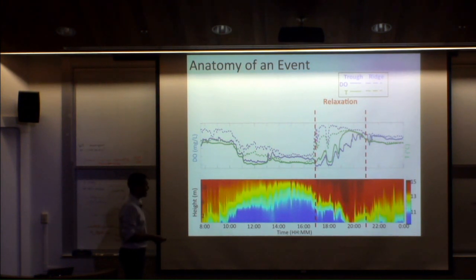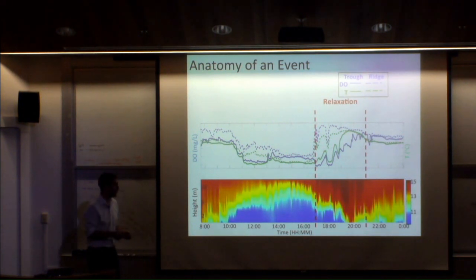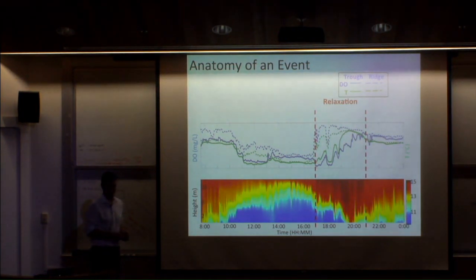and it's not until several hours later, and even after the bore has been absent for at least an hour or two from the offshore water column, that we see both the temperature, the trough and ridge sensors, reading the same again, back to reading the well-mixed water column state.